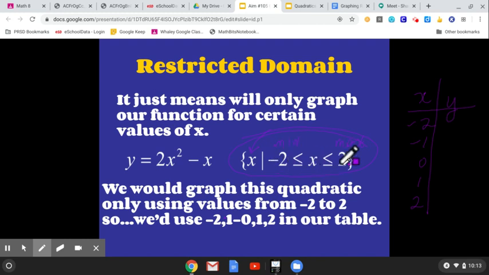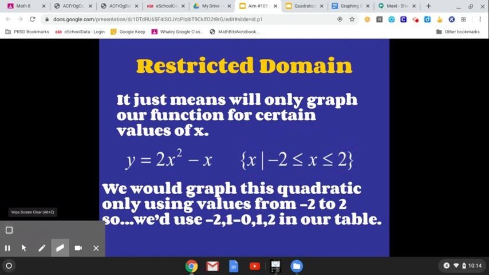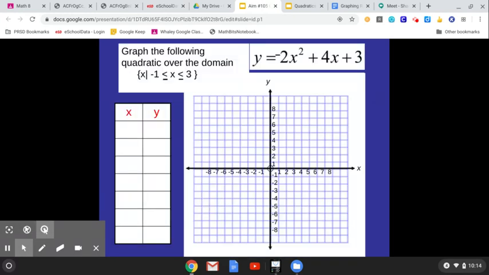It limits the values. It restricts them. That's where it gets the name restricted domain. It restricts the values of x that we're allowed to use. Okay, that's it. So let's see how this works. We'll actually graph a quadratic with a restricted domain. Then you'll practice for your homework, and then that'll be it. I mean, it's really just more practice with graphing a quadratic, but with this sort of new idea to it.